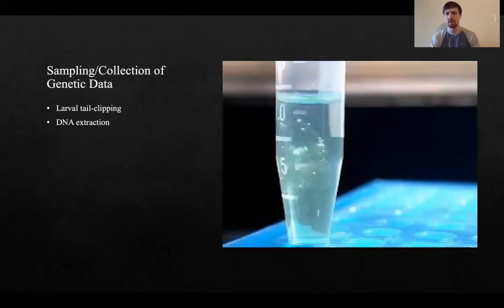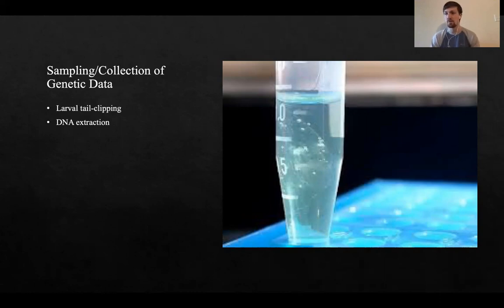This is how we collected the genetic data. We used larval tail clipping methods. The larvae were captured using dip nets, and a small 1 centimeter tail clipping was collected from 12 to 30 larvae from each pond. Tissues were stored in 95% ethanol.